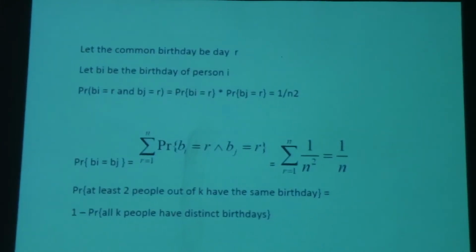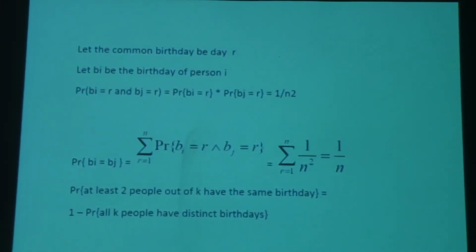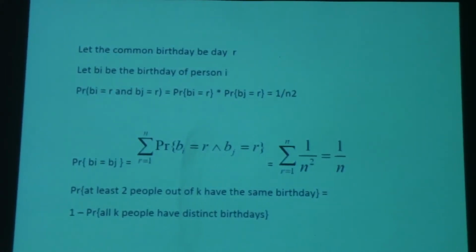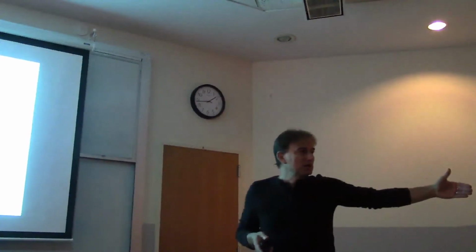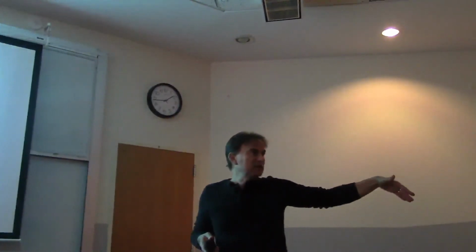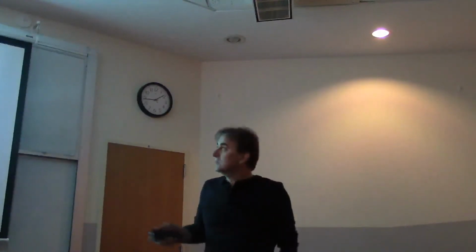So we're going to assume that the common birthday is some day, R, from 1 through 365. January 1st would be 1, January 2nd would be 2, January 31st would be 31, February 1st would be 32, and so on, and December 31st would be 365. You get the idea, right? So R would be one of those days, and that's the common day.